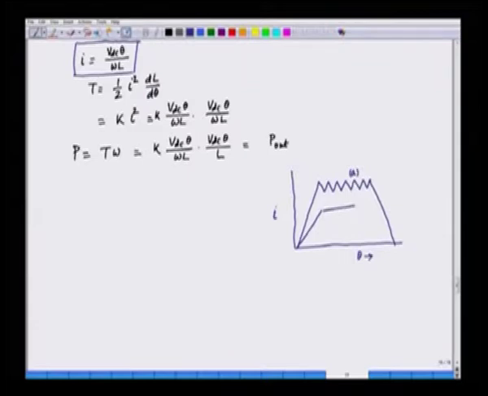stays, and then falls down. This is B, let us say. And if the speed is low or speed is high, it will change like this. So, we have three different situations. This is for A, for low speed, B is for medium speed, and C is for high speed.